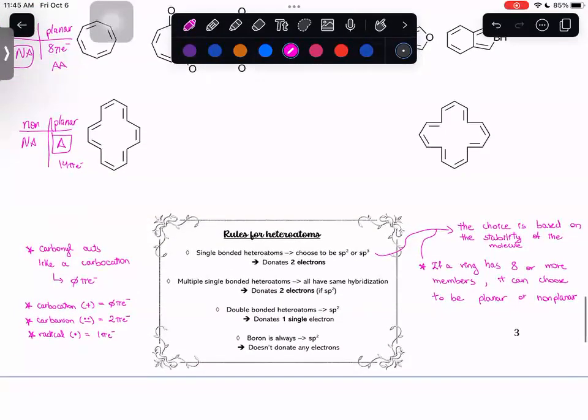Okay, and guys, if you want to try the problems on your own, the rules are listed here, so you can take a picture right now. It's the heteroatom rules. Then it's the choice of the 8 or more member ring on the right, and on the left side, I gave you what carbocations, carbanions, and radicals contribute. And then the carbonyl group, we're going to talk about that one right now. I just added the planar, non-planar thing for the carbocations, carbanions, and radicals.